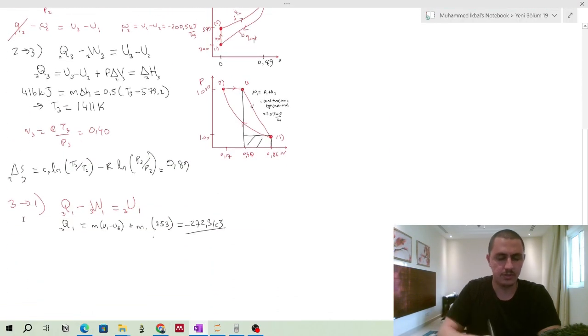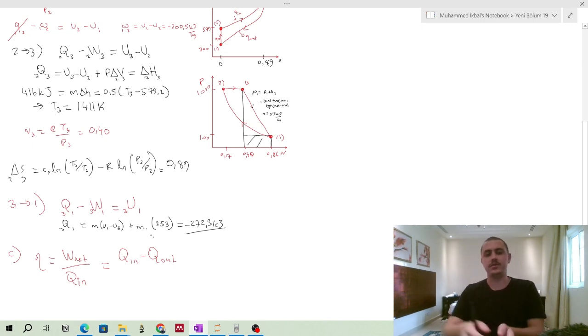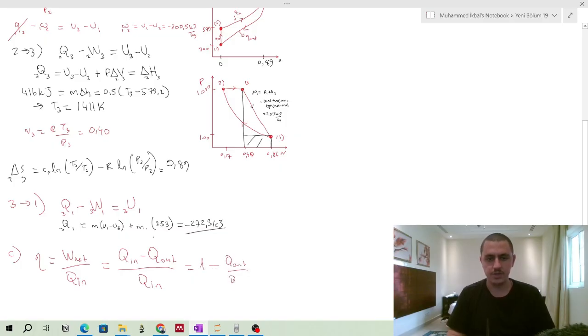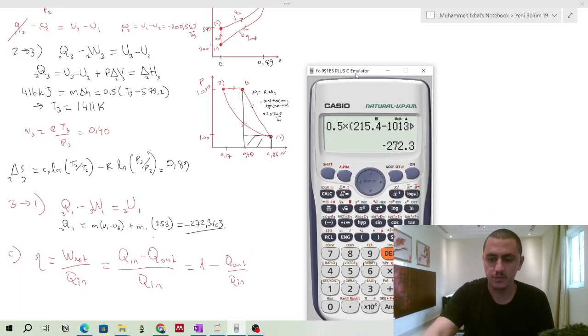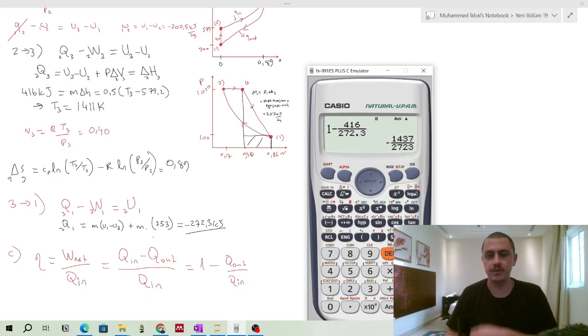You only need to calculate the thermal efficiency for part C. Thermal efficiency is net work over Q input. And net work is just Q input minus Q output, right? The rejected heat. Yes, you are adding some heat, then rejecting some. So the difference between them gives you the net work. So it is basically 1 minus the ratio of heat out over heat input. So 1 minus, the heat input is 416, over the amount that we calculated here. So that will give us the efficiency.